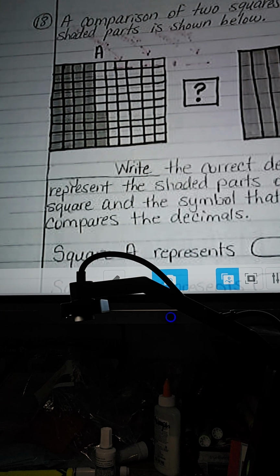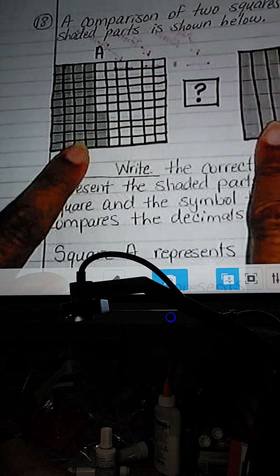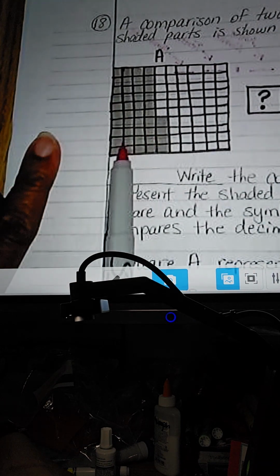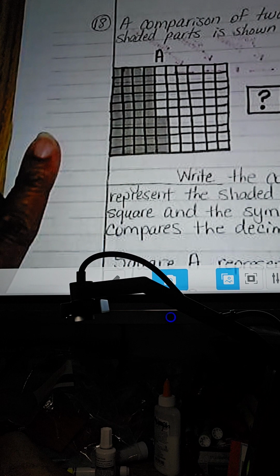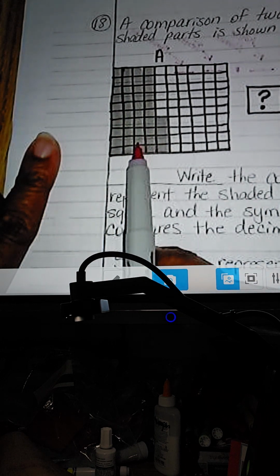Number 18, a comparison of two squares with shaded parts is shown below. Okay, so let's look at these fractions. What fraction is A, ladies? 44. Okay, so remember you can count by tens, 10, 20, 30, 40, 41, 42, 43, 44. So this is 44 hundredths.